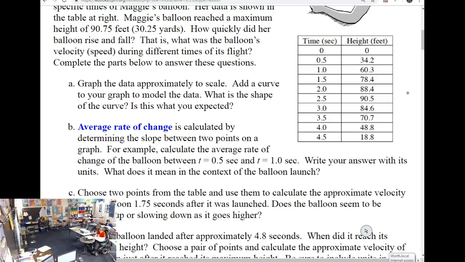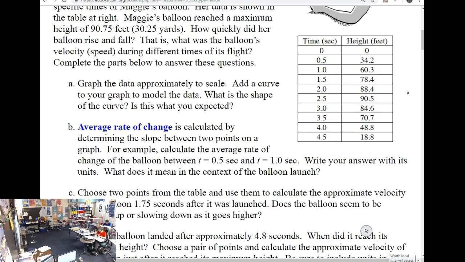It says next, graph the data. Should we do that still? Yeah, you can do it on this paper. That's why I went ahead and gave it to you. So, based off the table, when does it look like her balloon's the highest?